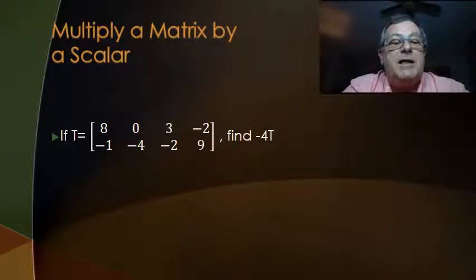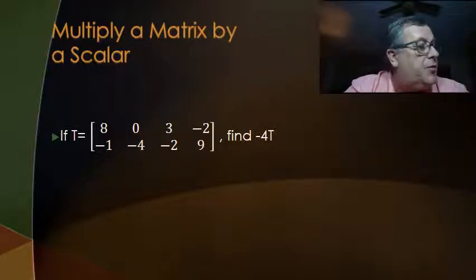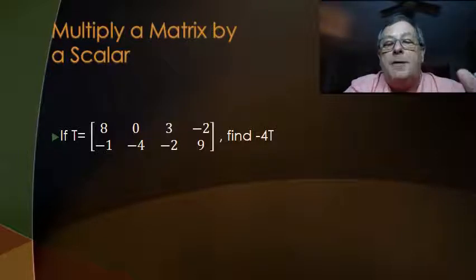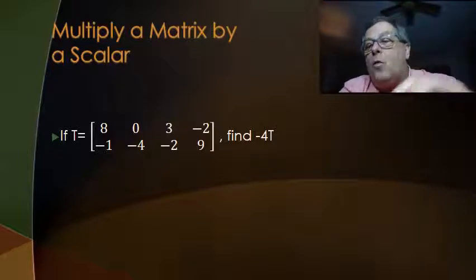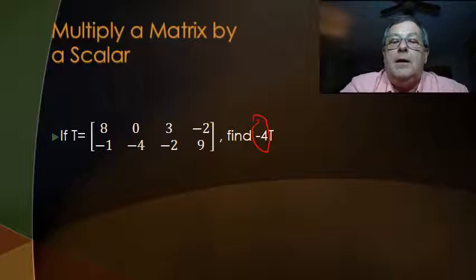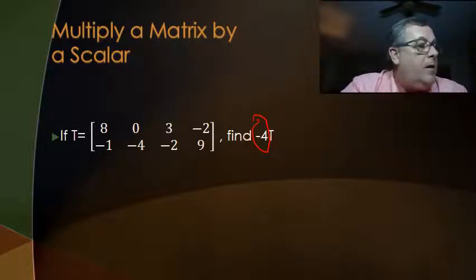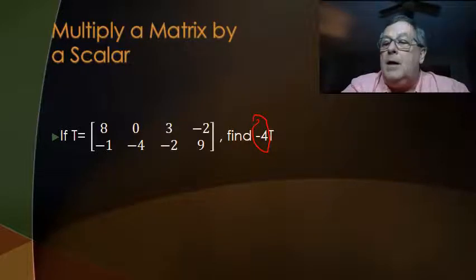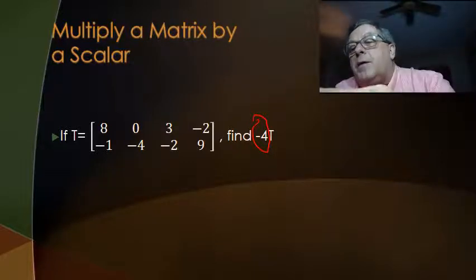We say if t, and t is equal to this matrix, 8, 0, 3, negative 2, 1, negative 4, negative 2, and 9. Find negative 4t. And this negative 4t, this negative 4 I should say, is what we call a scalar. And we can multiply by a scalar. So let's see how we might go about doing that.